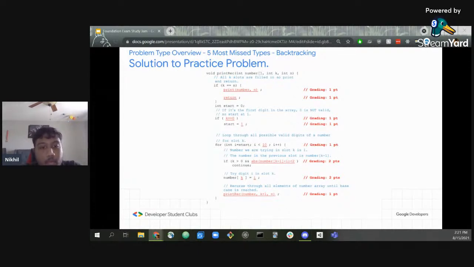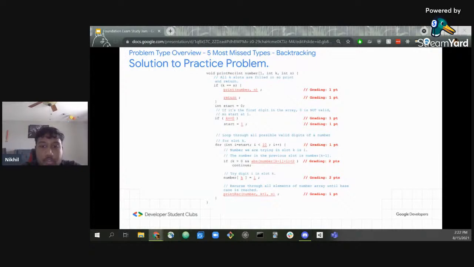The print wrapper function dynamically allocates the array of size n, calls a recursive function, and frees the array. The print function at the bottom just prints out all the digits. The integer k represents how many slots have been filled in the array, and the integer n represents the size of the array. Now, if k equals n, we're just going to call the print function by passing in the number array and its size, and then return, because we don't want to do anything else past that.